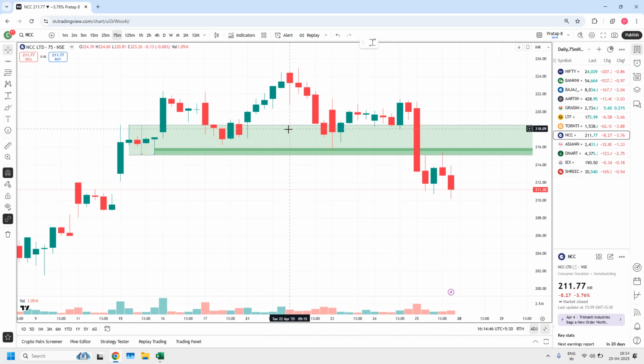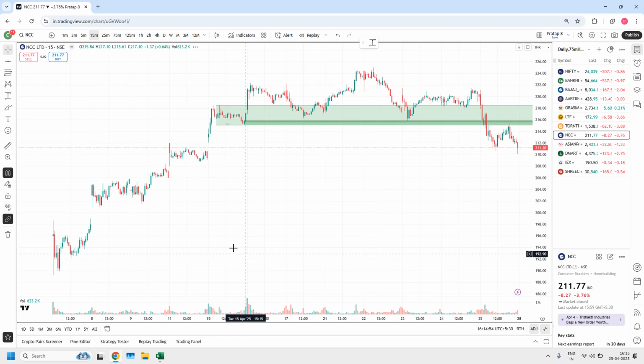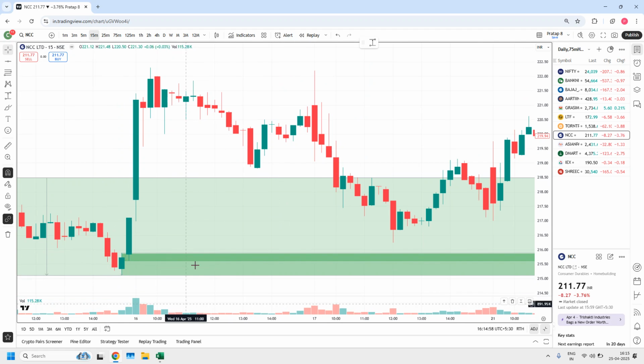But how did our software identify this zone? The 75-minute zone as a rally, 4 base candles, rally. This one we need to fine-tune with the 15 minutes time frame. So here we have a 15-minute zone. We have a drop, 2 base candles, rally, that way you can draw. Or if you are convinced this is the drop candle, drop base rally. Either way you can draw.